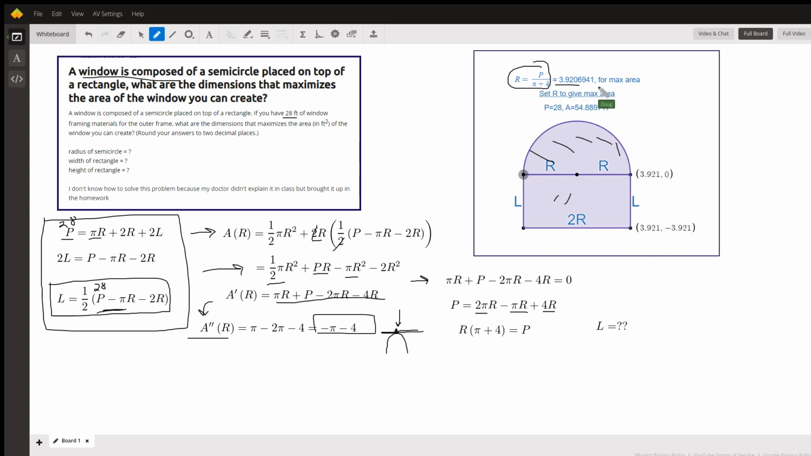There's a decimal approximation. To get L, you have to plug p over pi plus 4 into this formula. We'll leave that to the viewer.